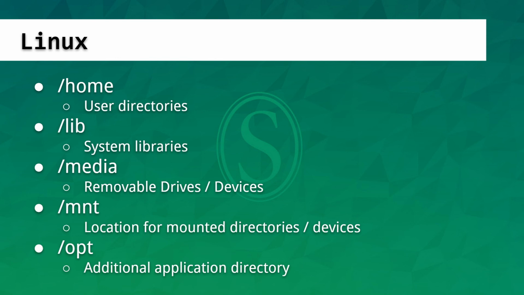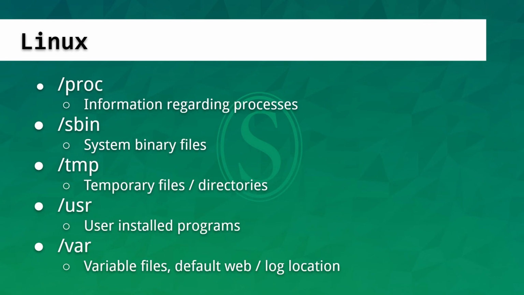/opt is an optional application directory. /proc is for information regarding processes, so you could actually see traces and everything going on in real time. /sbin is for system binary files. This is sort of like /bin. There are just extra things in it. /tmp is a temporary files and directories location. Again, a convention, not a constraint. You can put files wherever you want in Linux. It's so open-ended it hurts you sometimes.